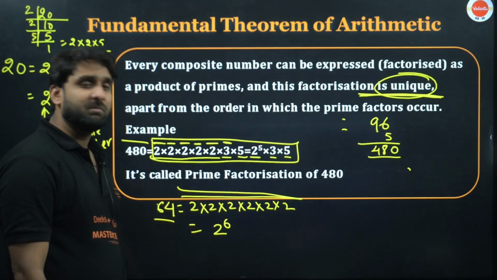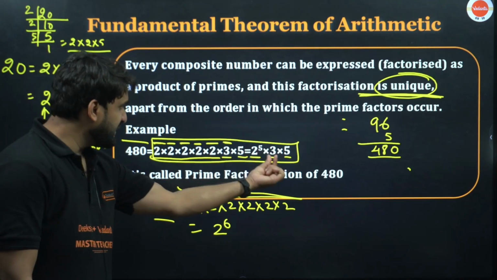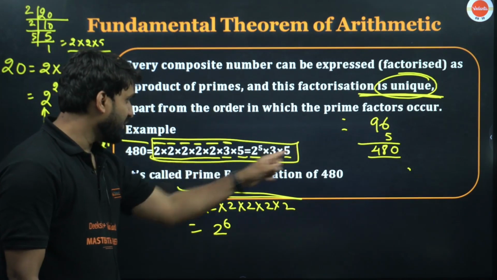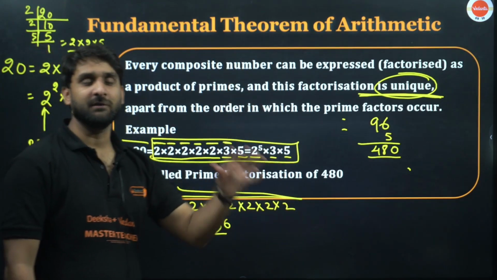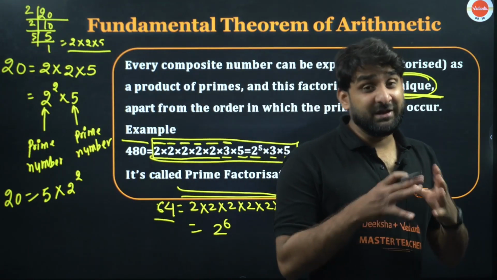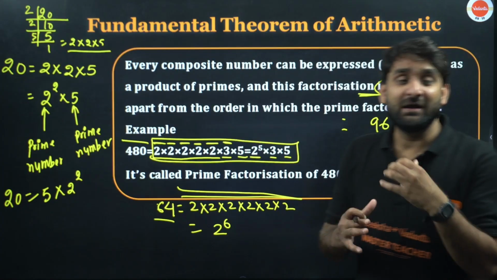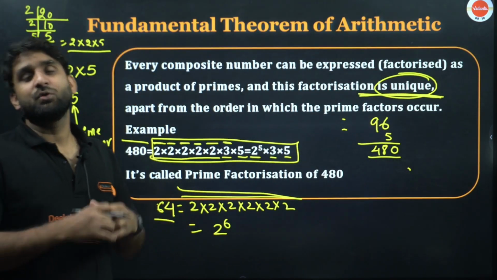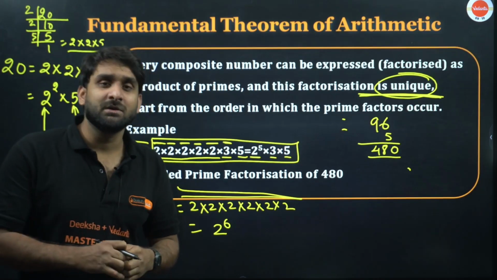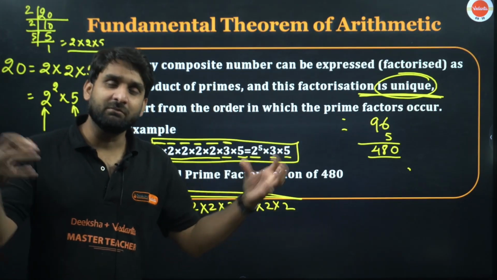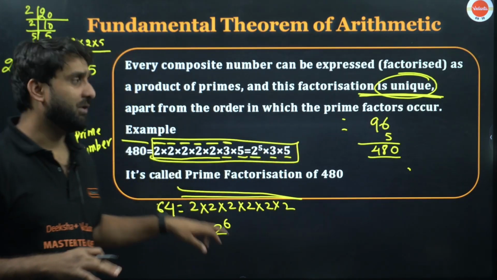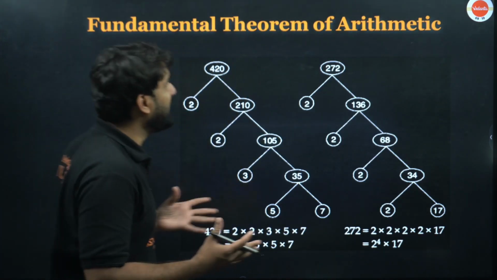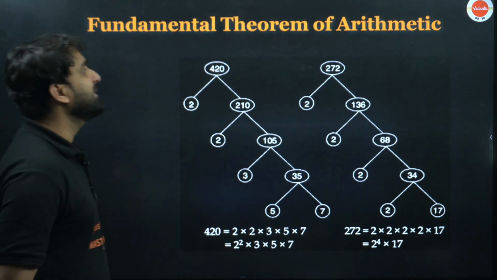Because 2 is a prime number. Here 2 is a prime number, 3 is a prime number, 5 is a prime number. So this entire format is called the prime factorization of 480. This is very important in class 10th, because without prime factorization you can't find the LCM and HCF of two or more integers. This is very important.